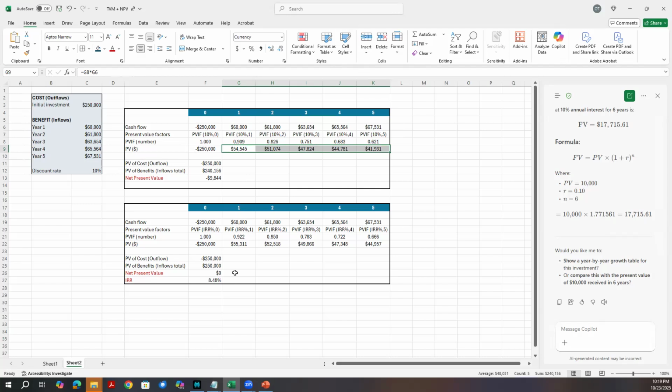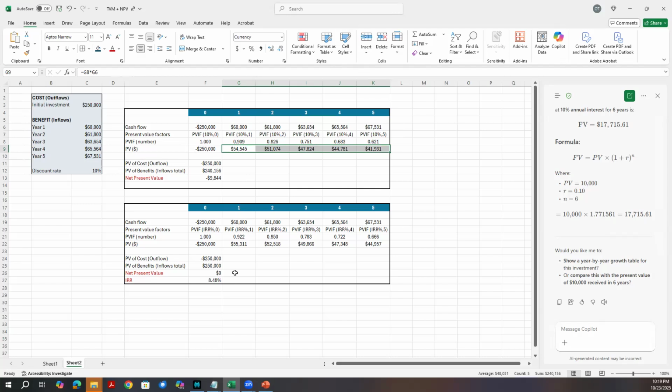Now, in the case of IRR, we take the same logic, but instead of solving for the NPV, we set the NPV to zero and then solve for the rate of return which makes that NPV zero.